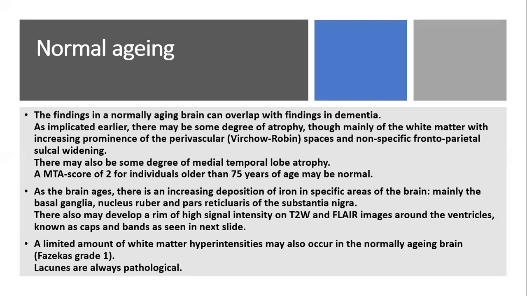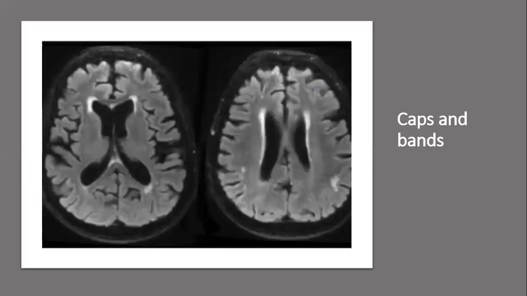As the brain ages, there is increasing deposition of iron in specific areas of the brain, mainly the basal ganglia, the nucleus ruber, and the pars reticulata of the substantia nigra. There also may develop a rim of high signal intensity on T2-weighted and FLAIR images around the ventricles, known as caps and bands, as seen in the next slide. A limited amount of white matter hyperintensity, Fazekas grade 1, may be seen in a normally aging brain. Lacunes are always pathological. As we see here, in a normal aging brain, we always notice there are caps and bands.